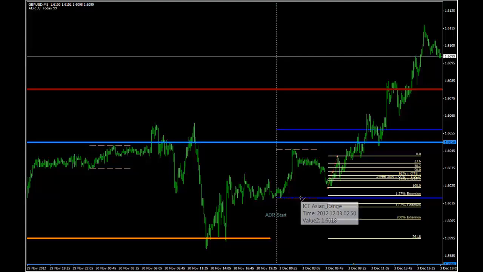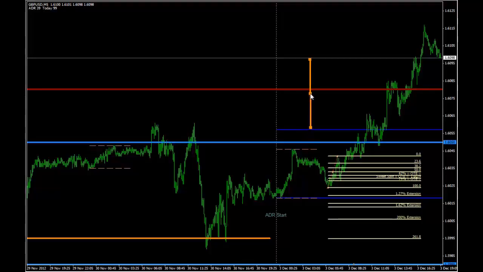You have the range here, and what we're measuring here is the average daily range. When that breaks, you could sometimes see twice the average daily range. You can see how we have a little minor reaction here, and still it continues to move on higher.